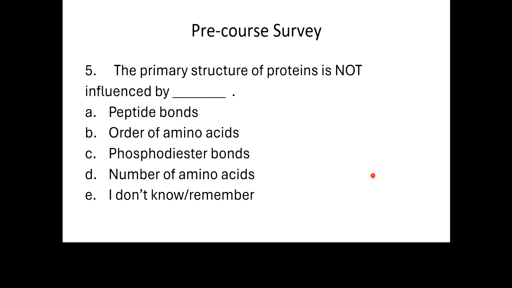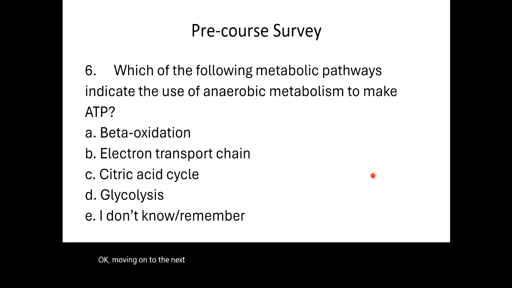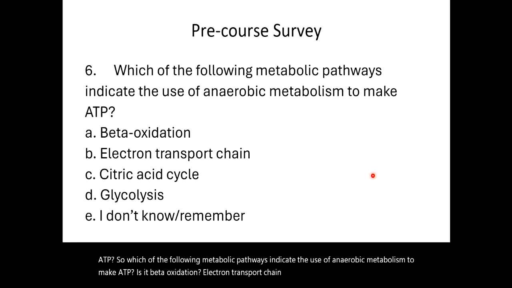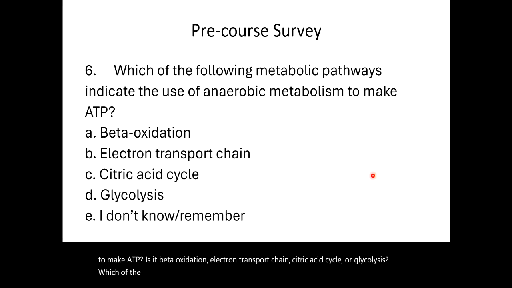Okay, moving on to the next question. Which of the following metabolic pathways indicate the use of anaerobic metabolism to make ATP? Is it beta oxidation, electron transport chain, citric acid cycle, or glycolysis? Which of the following pathways is indicating anaerobic metabolism?